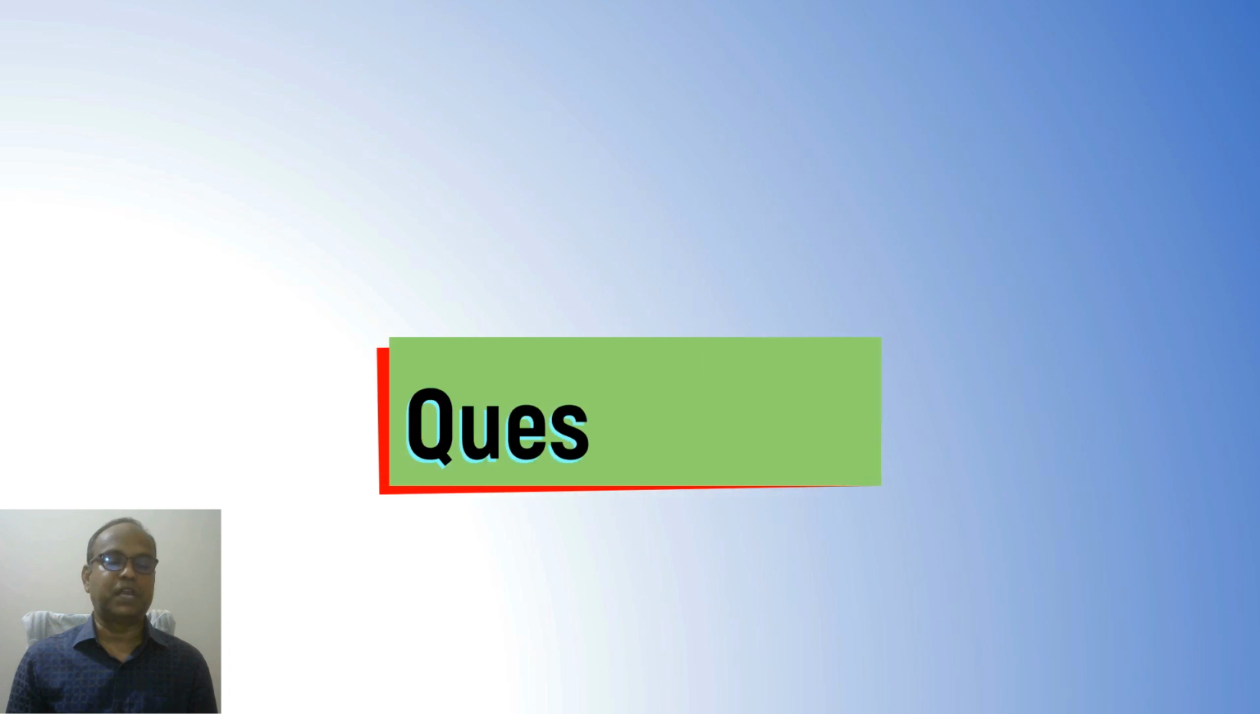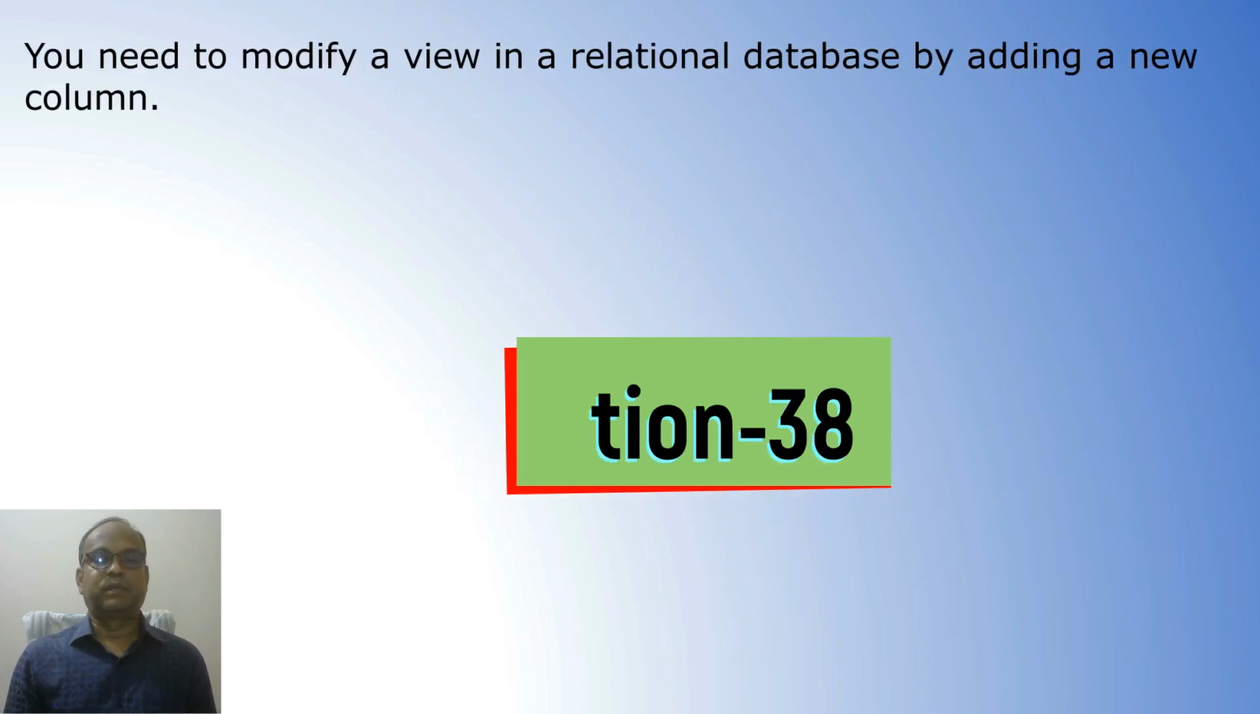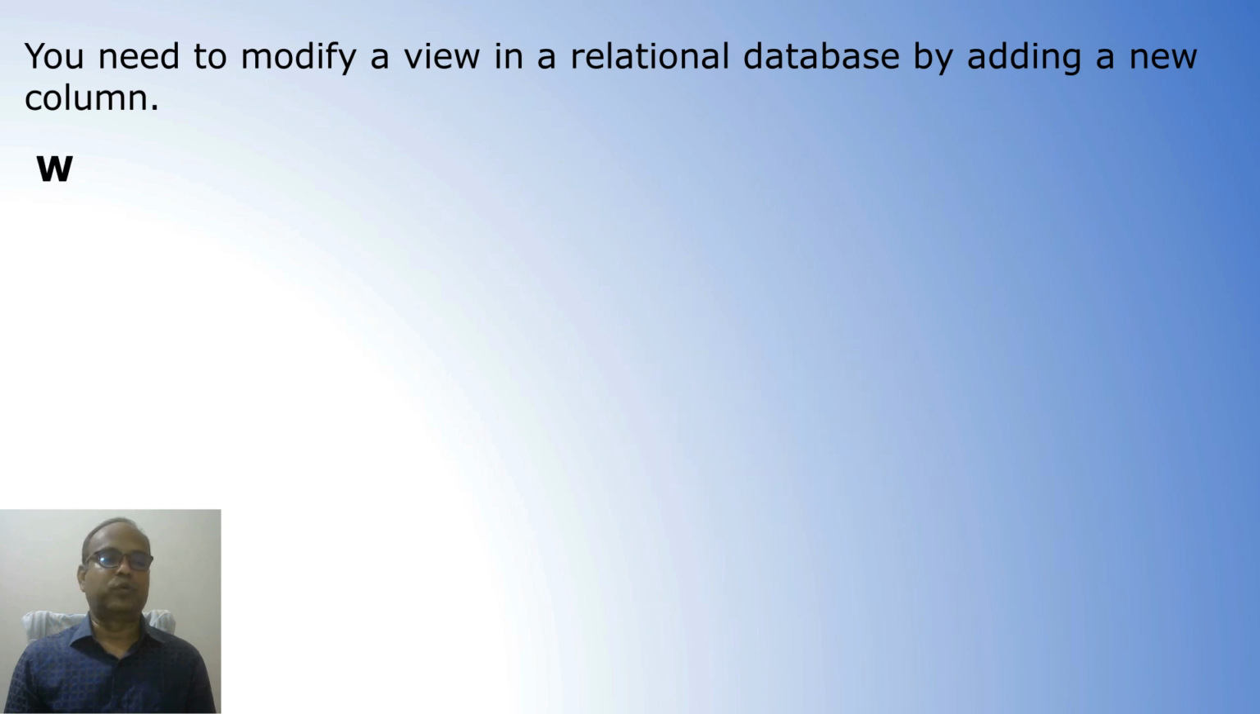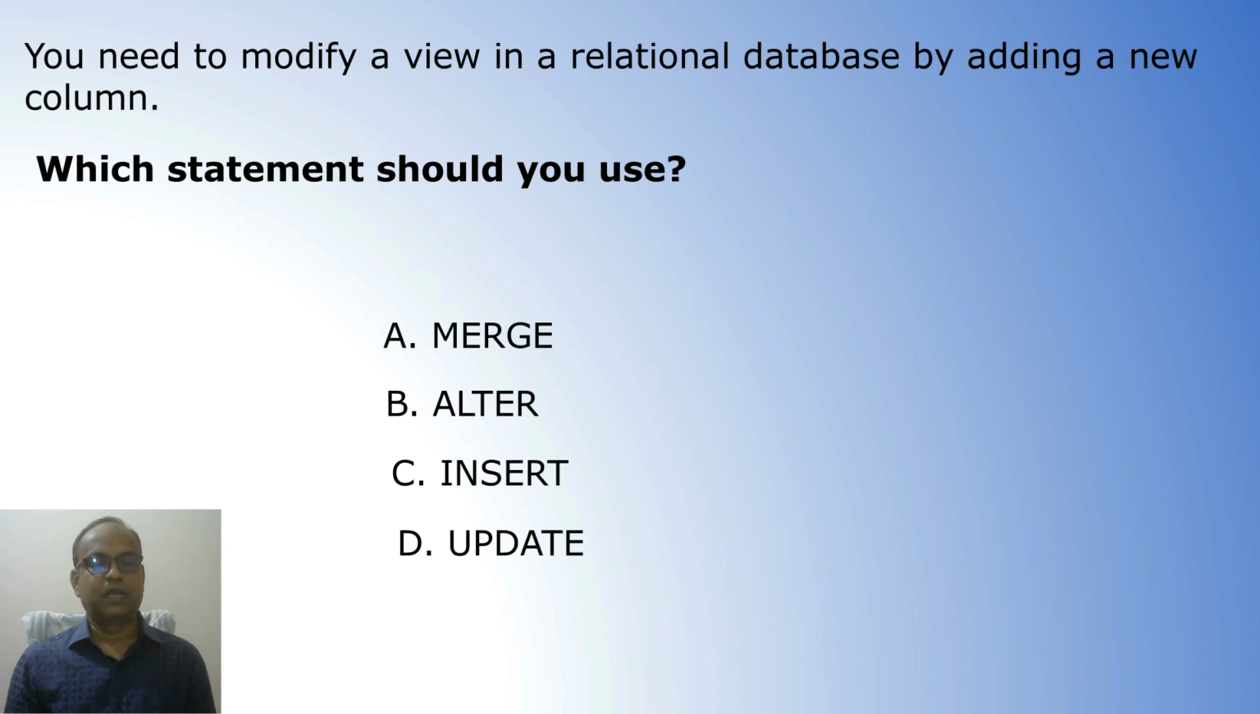Question number 38. You need to modify a view in a relational database by adding a new column. Which statement should you use? Option A, merge. Option B, alter. Option C, insert. Option D, update. Answer. It's possible to add a new column by using the alter statement. Therefore, the correct statement is B.